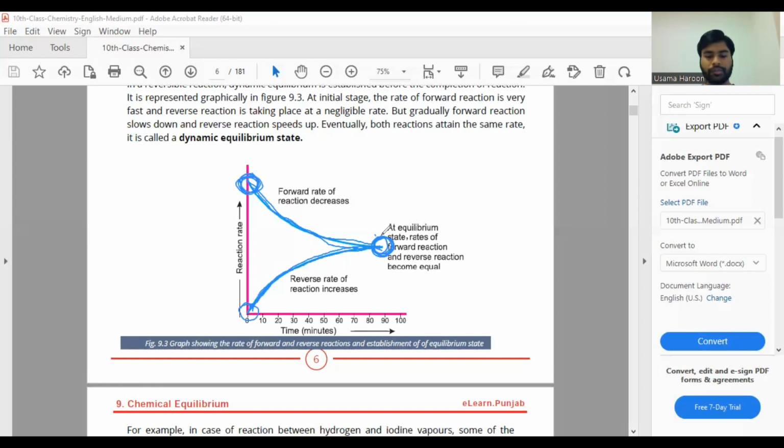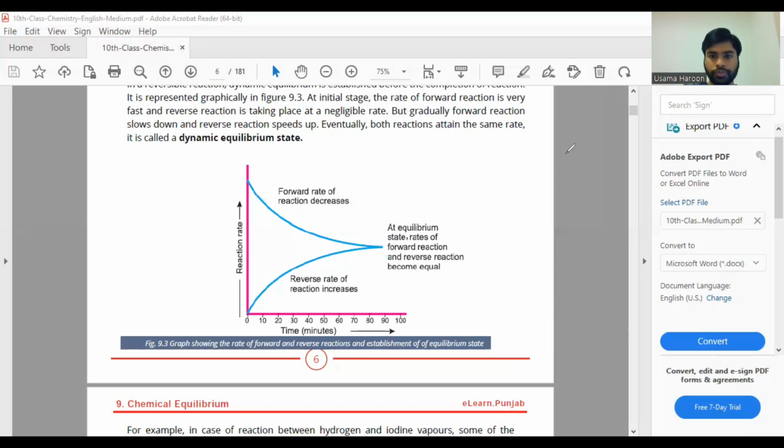This point shows that the reaction mixture has attained an equilibrium state. What this point means is that at this point, the speed of the forward reaction, the speed at which the reactants are being converted into the products, will be equal to the speed at which the products are being converted into the reactants. So this is the position of the dynamic equilibrium state, as we have discussed it earlier.